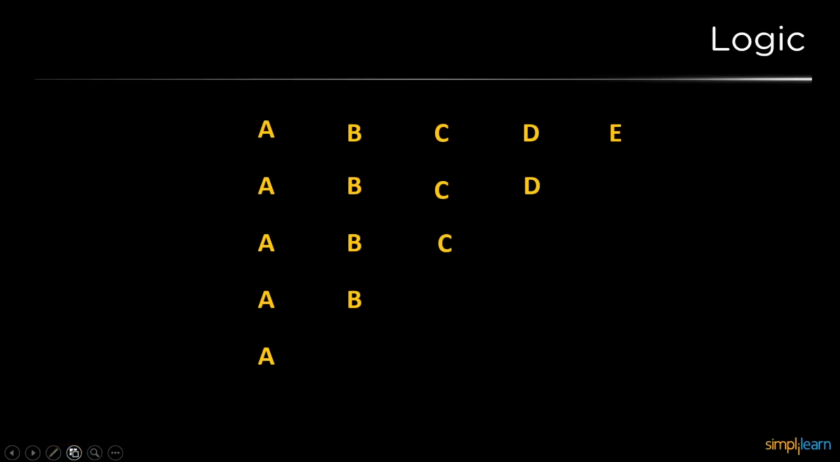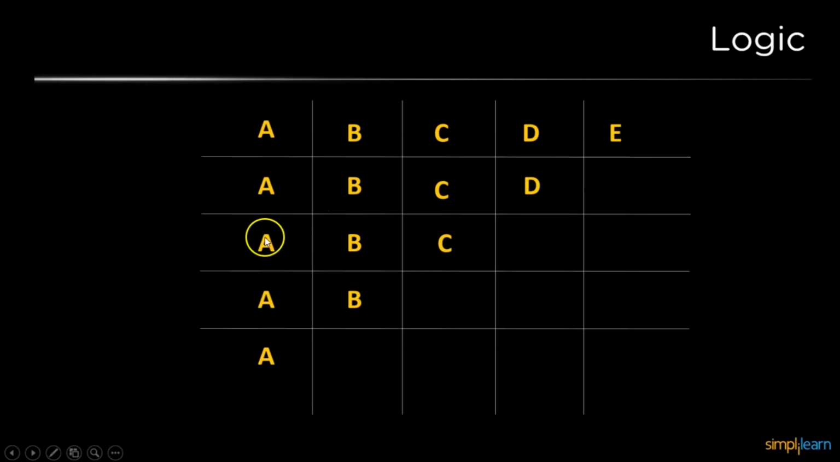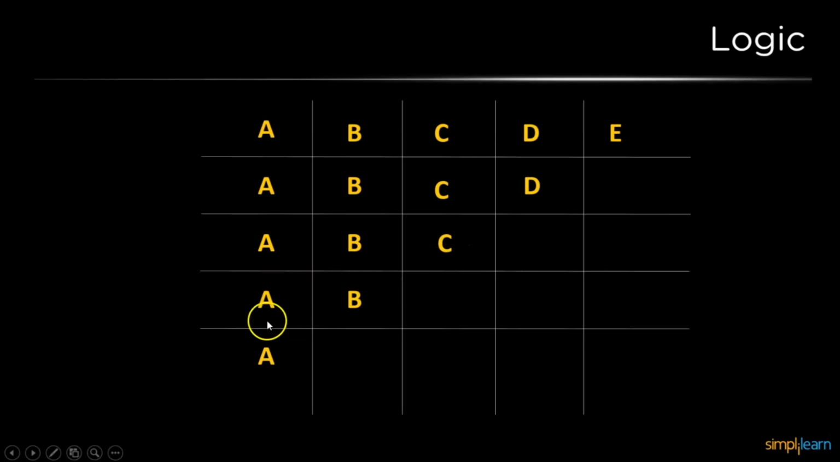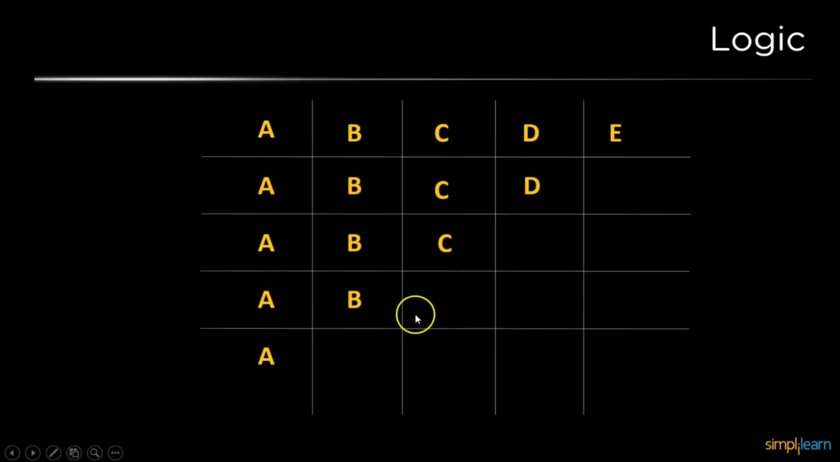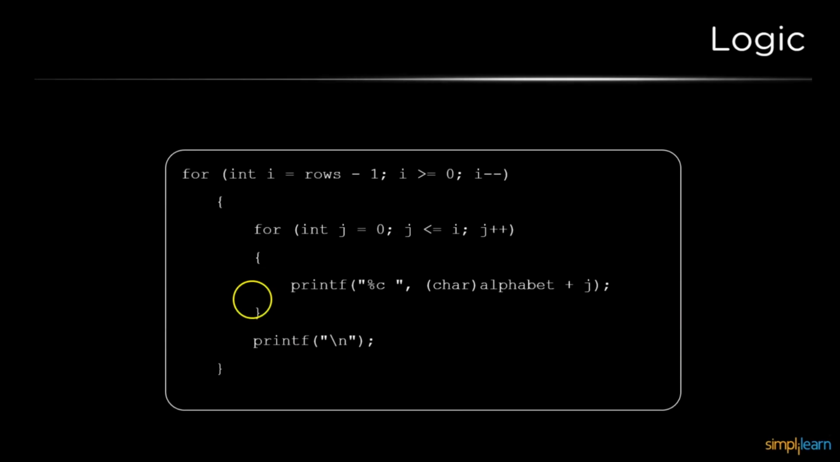The next pattern is the inverted right angle triangle. We have already executed a pattern based on the star, but here we have alphabets. Here in the first row we have 5 alphabets, and in the second row we have 4 alphabets followed by 1 space, and in the third row we have 3 alphabets followed by 2 spaces, and similarly we have the fourth row with 2 alphabets and 3 spaces, and so on. So now let's have a look at the code. It is very similar to the inverted star pattern, but here we are using alphabets instead of numbers.